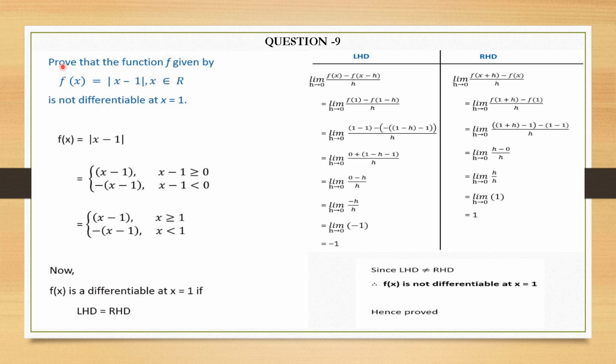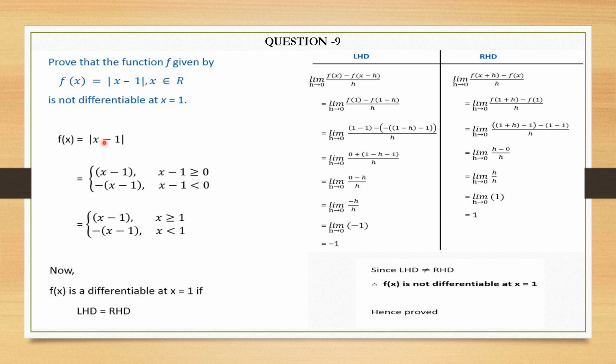Number 9 is to prove the function is not differentiable. Now this is the first question which came for differentiability. You know, we have to check the left hand derivative and right hand derivative. So f(x) is mod of x minus 1, x belongs to R, is not differentiable at x equal to 1.